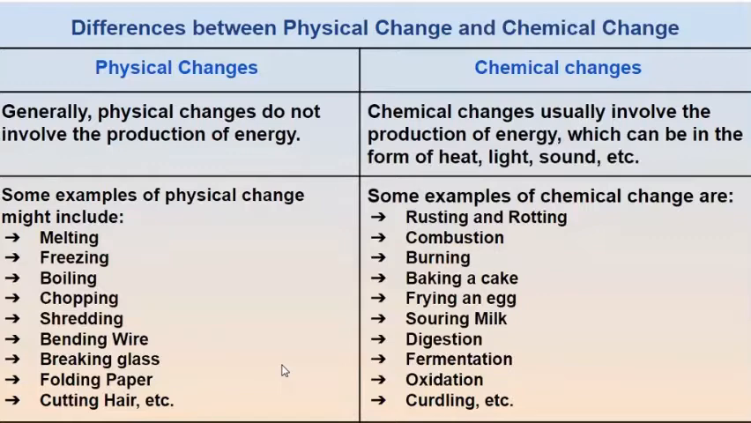Physical changes generally do not involve the production of energy, whereas chemical change usually involves the production of energy, which can be in the forms of heat, light, sound, etc. As told before, some examples of physical change include melting, freezing, boiling, chopping, shredding, bending wire, breaking glass, folding paper, cutting hair, etc. And some examples of chemical change are rusting and rotting, combustion, burning, baking a cake, frying an egg, souring milk, digestion, fermentation, oxidation, curdling, etc.